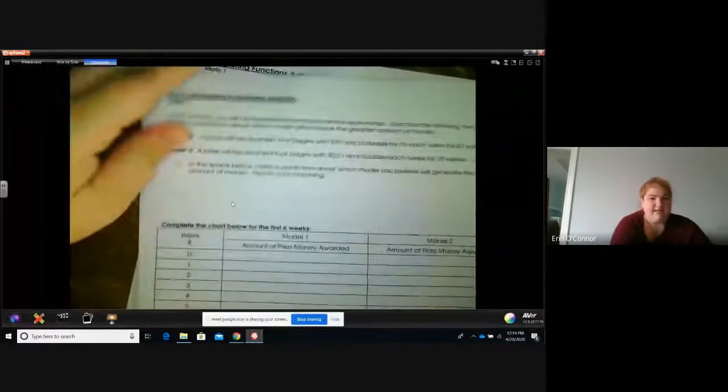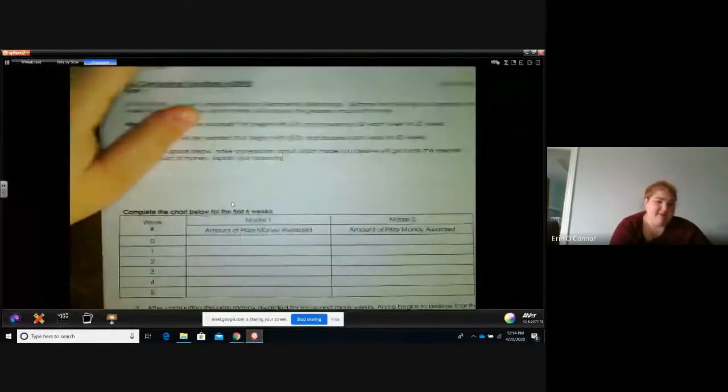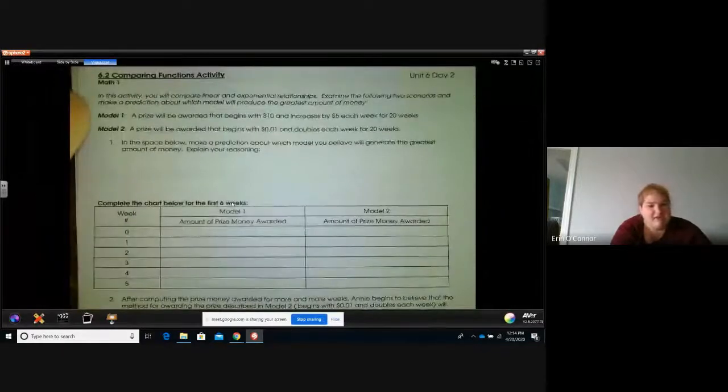So looking at this, we're comparing functions, specifically linear and exponential relationships. So in this activity, you will compare linear and exponential relationships, examine the following two scenarios, and make a prediction about which model will produce the greatest amount of money.